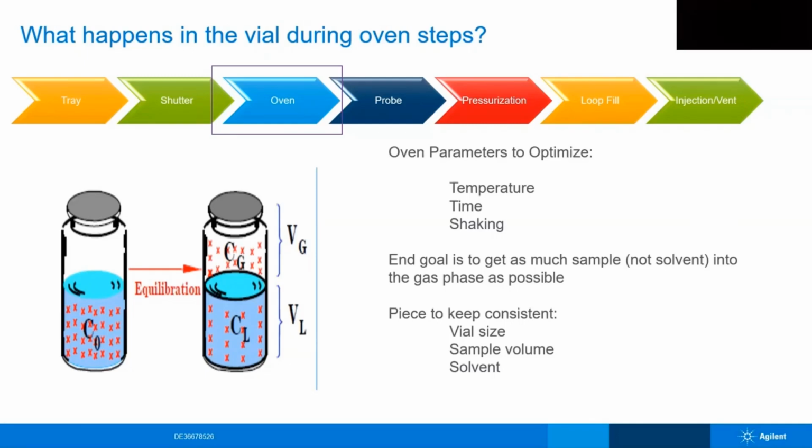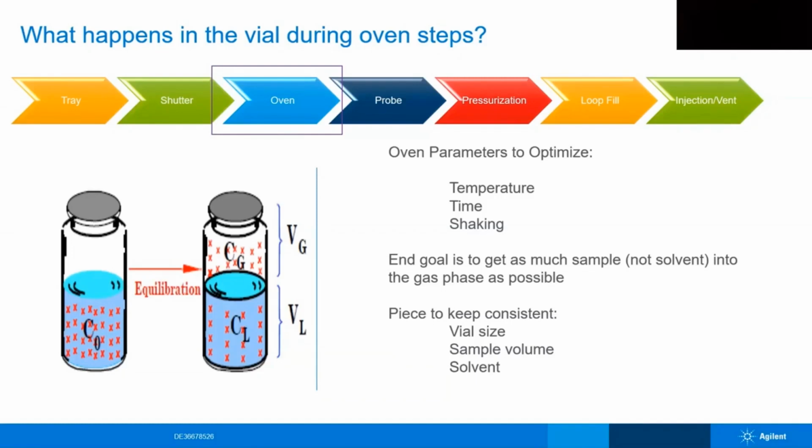So we need our oven to sit at an isothermal temperature that is adequate to drive this equilibration. We need to optimize how long that vial sits in the oven. And then in some cases, we need to agitate this vial to disrupt hydrogen bonds or disrupt certain principal bonds in the sample to force that equilibration. So our end goal here is to move as much of our sample, but not necessarily the solvent, into the headspace so that we can optimize our detection limits.